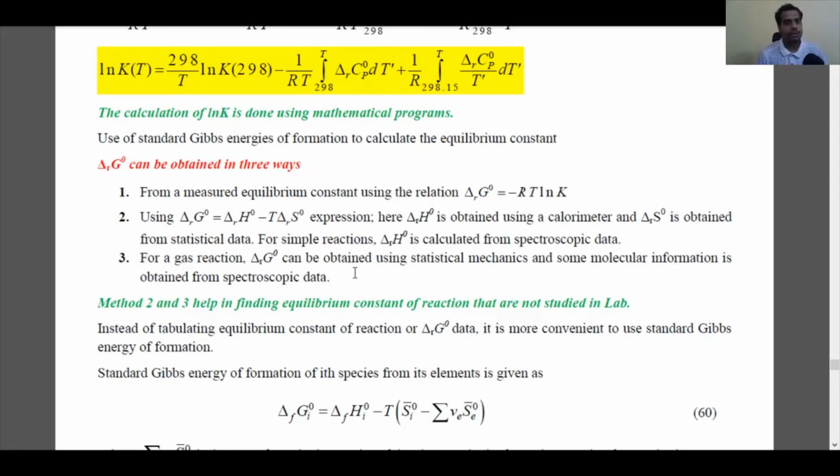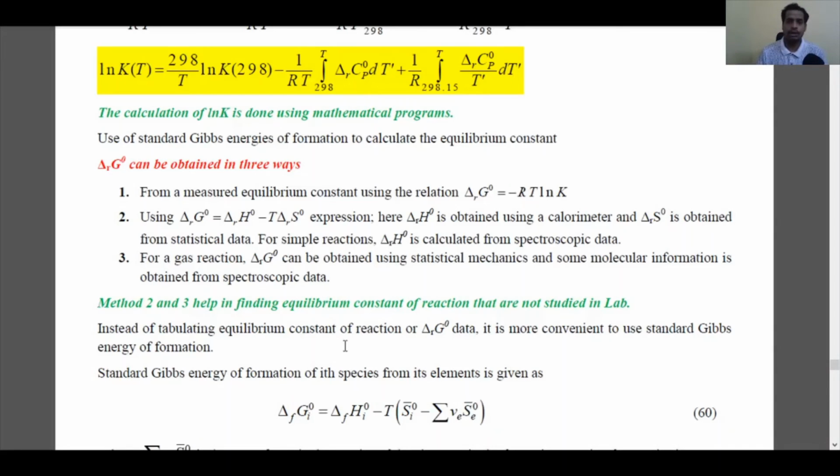If we can somehow manipulate the previously known data, with some mathematical rearrangements, and obtain the delta R G0 value for a particular reaction, then we can find out the equilibrium constant of the reaction even before performing it. So tabulation of delta R G0 values, or of the reaction Gibbs energy data at standard state, is important.